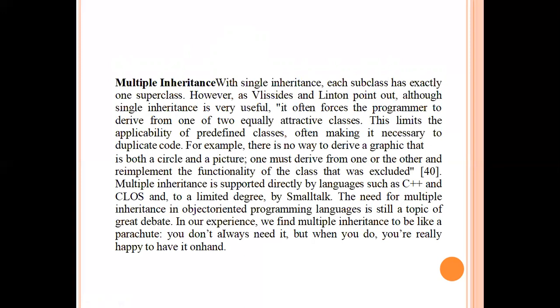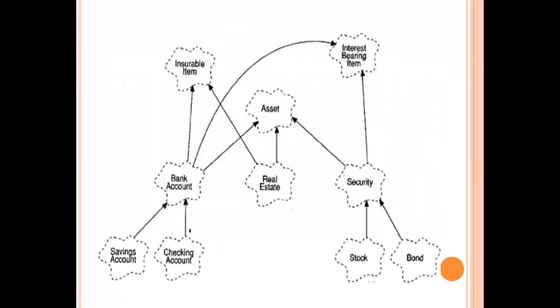Actually, Java does not support multiple inheritance. Multiple inheritance is supported directly only by the C++ language, CLOS language and Smalltalk. Multiple inheritance in object-oriented languages is still a topic of great debate. So in our example, multiple inheritance is like a single class sharing the data of multiple classes.